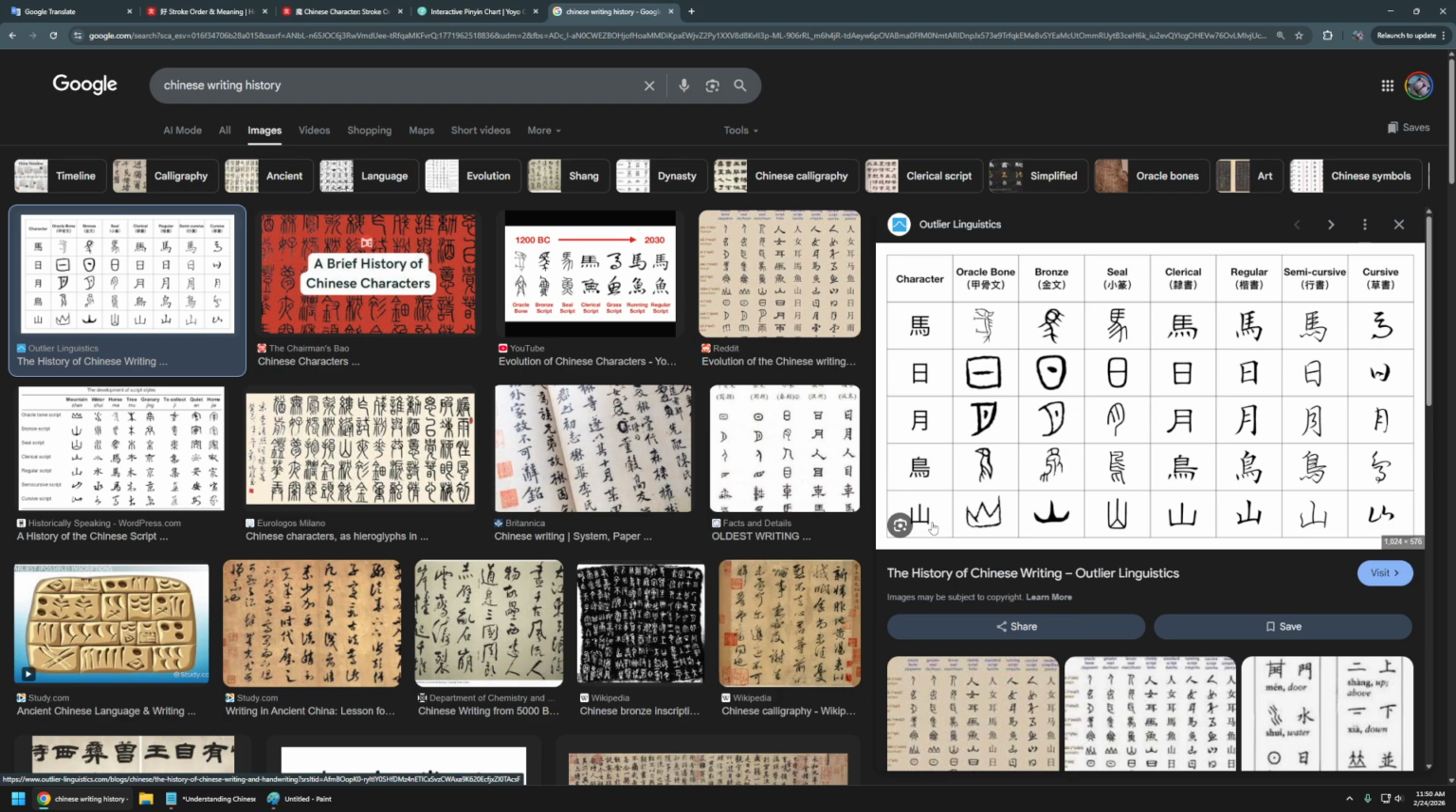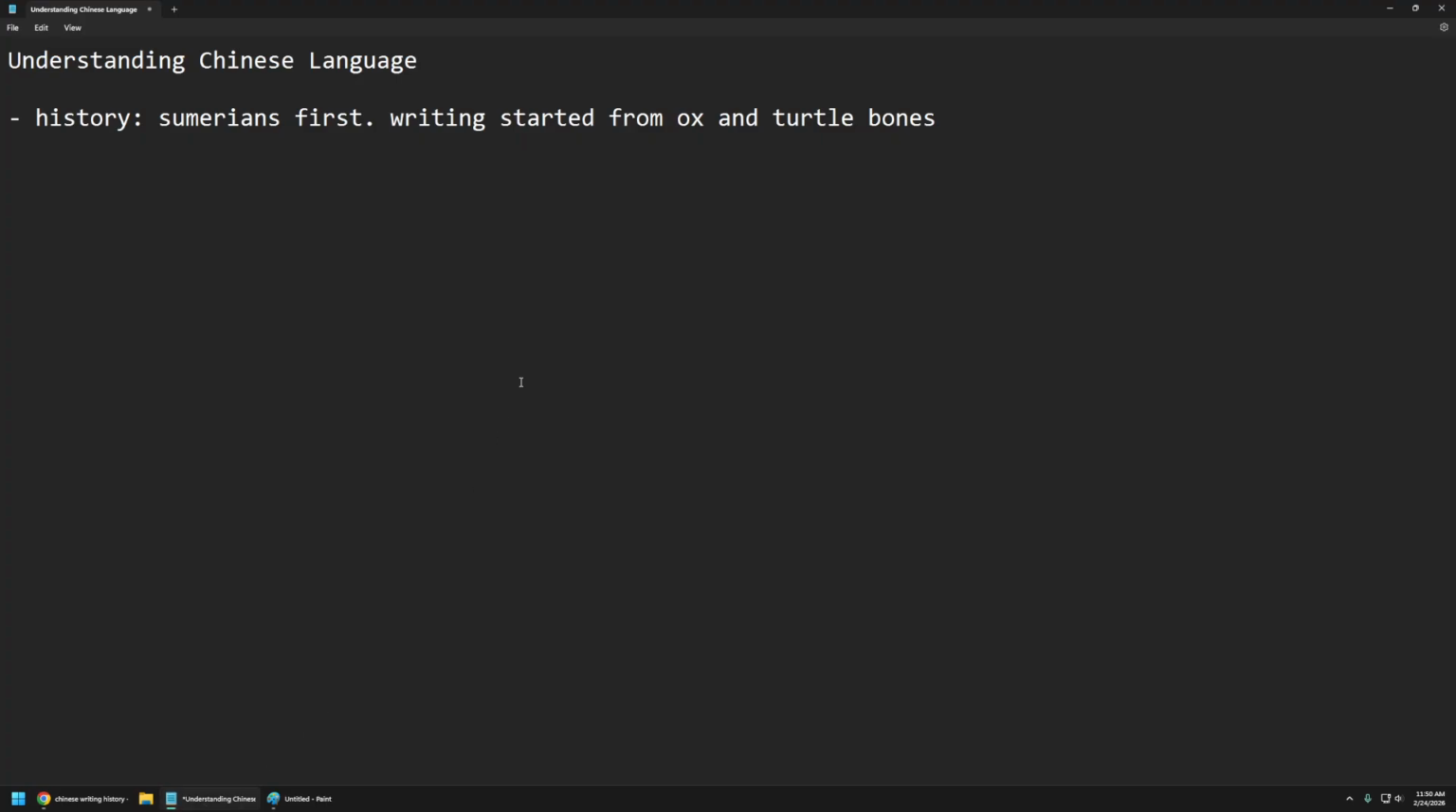Some of them remained pretty much the same. Look at this mountain one. This is shan for mountain. You can see even the first one was almost the same as what it is now. That's kind of interesting. This one here, you might be able to guess from the first one, it kind of loses its obvious form after a while, but it's a pictograph for a bird. So this is a bird. So let's go back here.